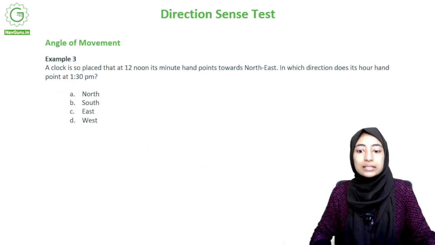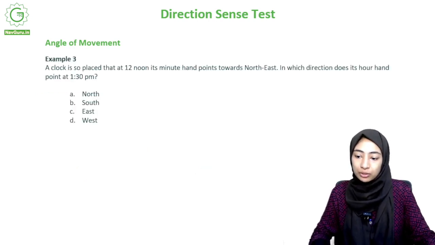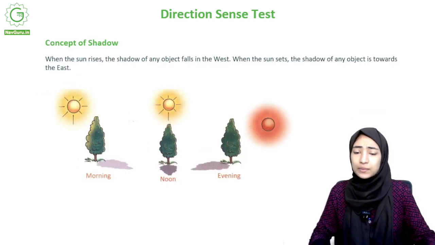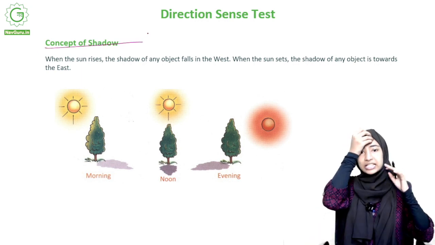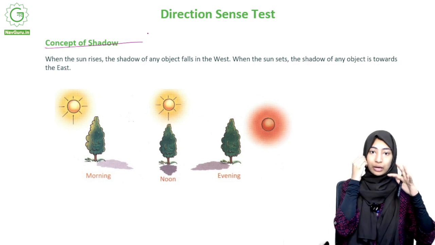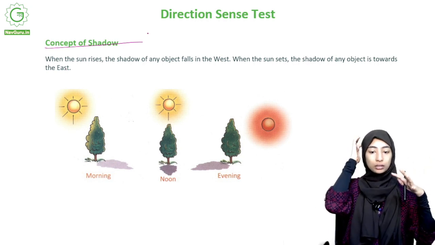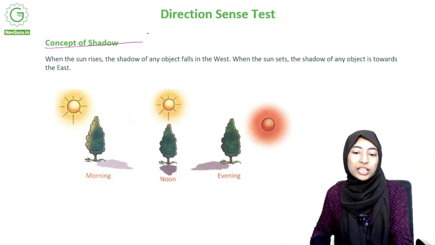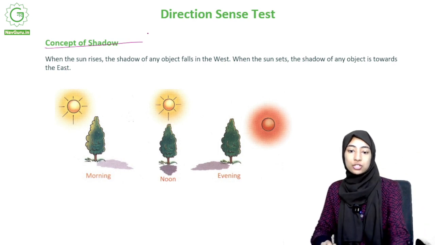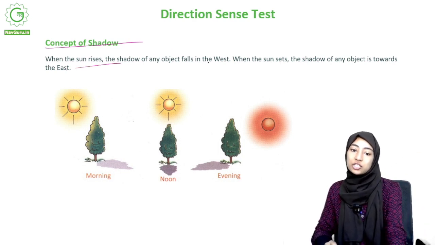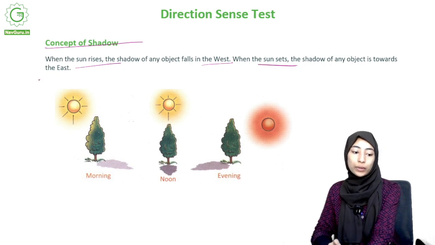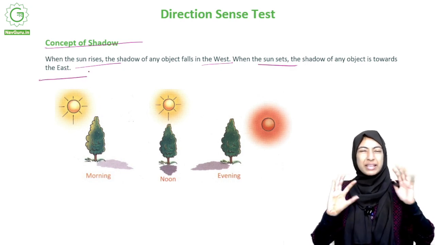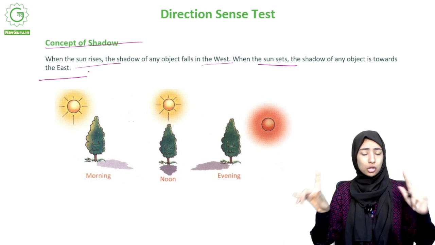So we studied that, and then we also had an example on the basis of that. And then we studied something called the concept of shadow. In the theory class, I explained this in great detail. The thing you need to know is that the shadow will be in the opposite direction. If the sun rises in the east, the shadow will be in the west. The sun sets in the west, the shadow will be in the east. That's just the basic thing you need to know when it comes to the concept of shadow.